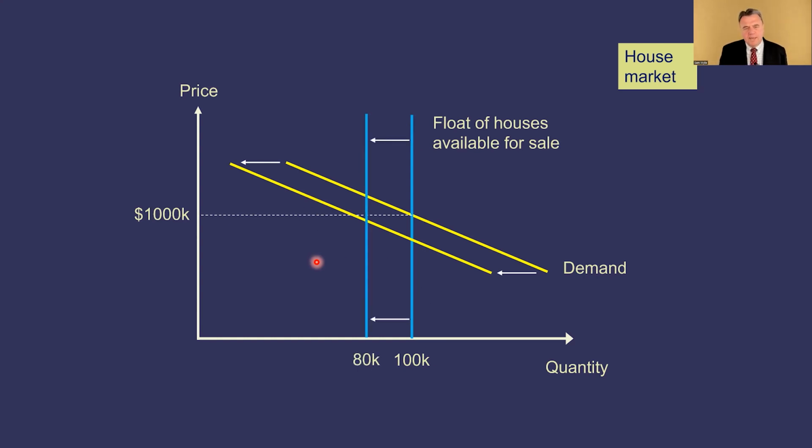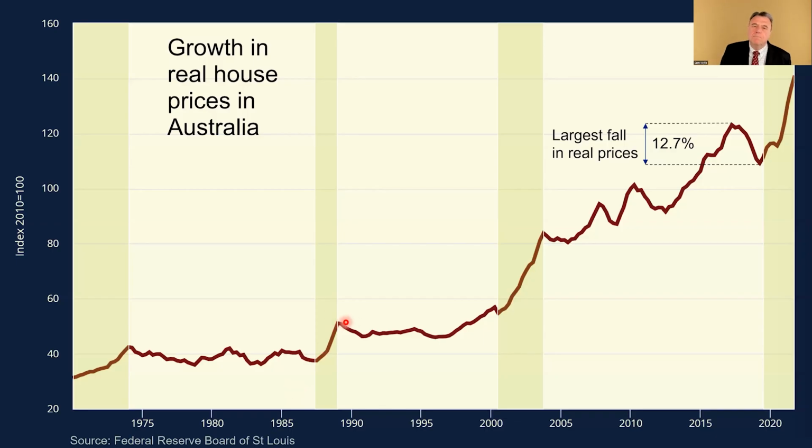People withdraw from the market. The volume of houses that are available for sale does go down a lot when prices start to fall. And so now prices don't need to fall as much to get back to equilibrium of supply and demand. That's a characteristic of the property market. And it's why we don't see big falls.